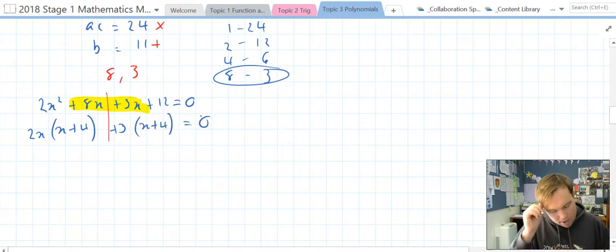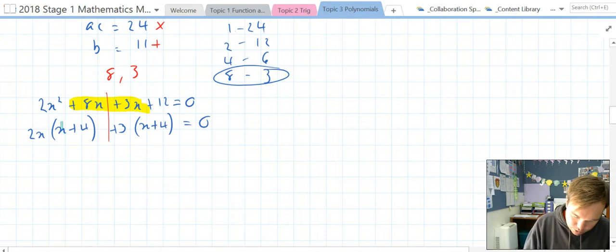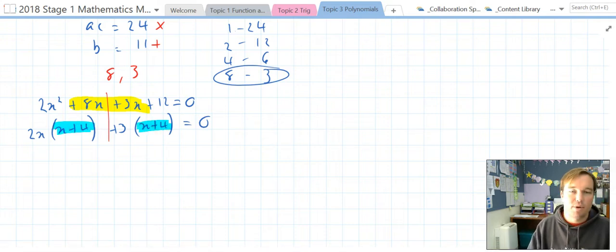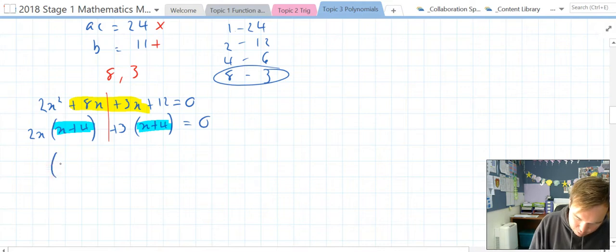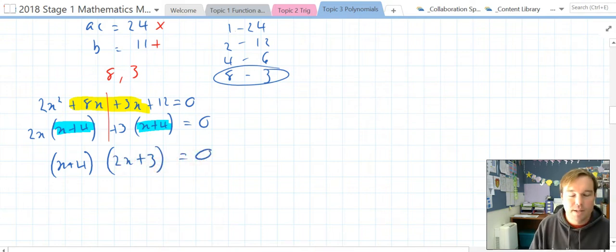And if we've done this right, those two should be exactly the same. And we can see they are. If you haven't done it right, then they won't be. And that means we can take a factor of x plus 4 out the front. So we're going to remove a factor of x plus 4 because it's common to both. And what we're left with is 2x plus 3 equals 0.